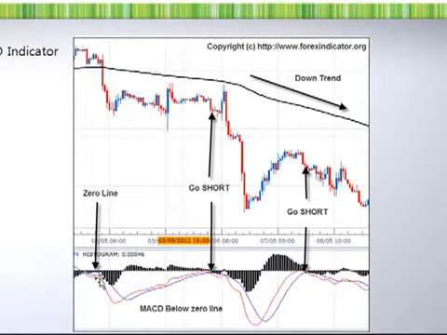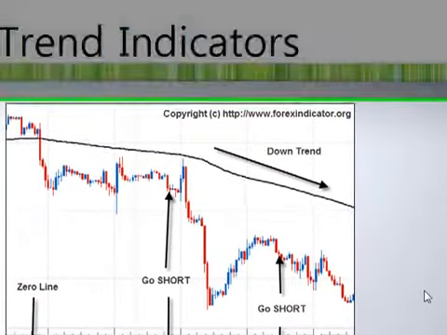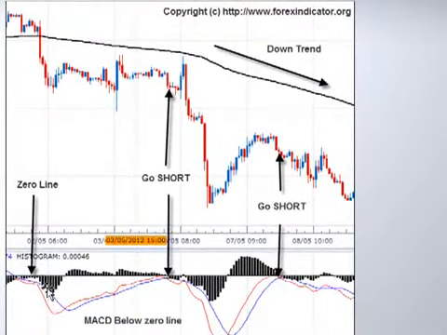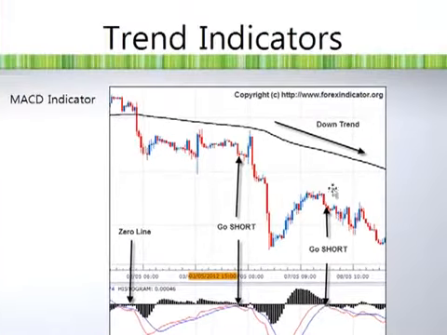If your MACD line is below this zero line in a downtrend, then you can trade using the MACD histogram flip. You can see that it's a downtrend. My line is below the zero line. You can see that whenever the MACD flips, you enter a trade. You can see after that the price moves down, and you make a profit. Then you move out, and it flips again. You enter here, and you are making profit again.